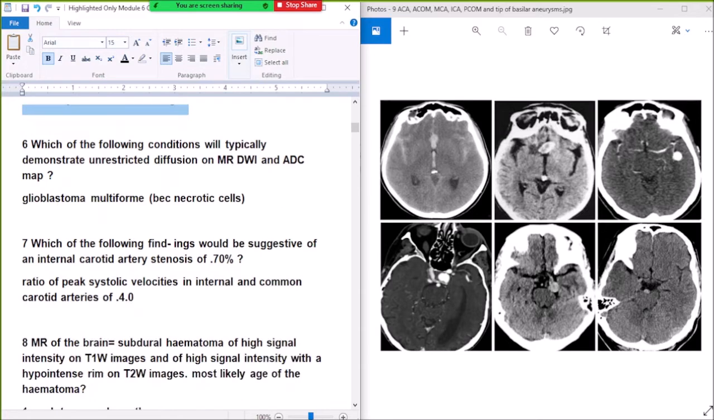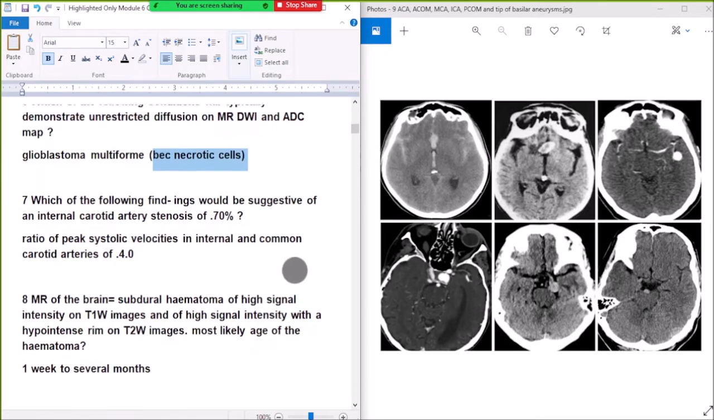Question number 6. Which of the following conditions will typically demonstrate unrestricted diffusion on MR DWI and ADC map? Glioblastoma multiforme, because it has necrotic cells, so it will have unrestricted diffusion.